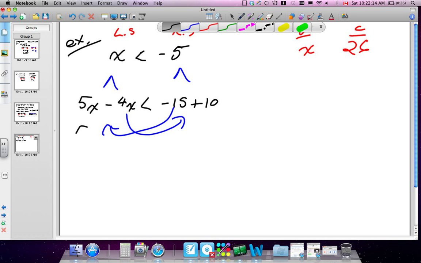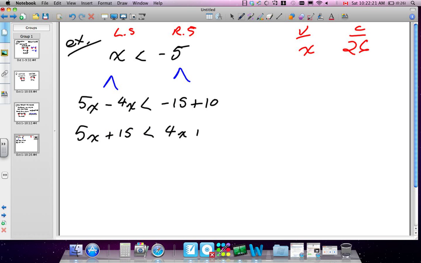So because I've worked this all out backwards, I know that this is eventually going to become x is less than negative 5. But I have a variable on both sides and a constant on both sides. And I can check this. We'll do it in red. 5x plus 15 is less than 4x plus 10. Okay, let's move the 4x over. I get 5x minus 4x. I get negative 15 plus 10. X less than negative 5. I got the exact same answer. All I did was split things and move them around.